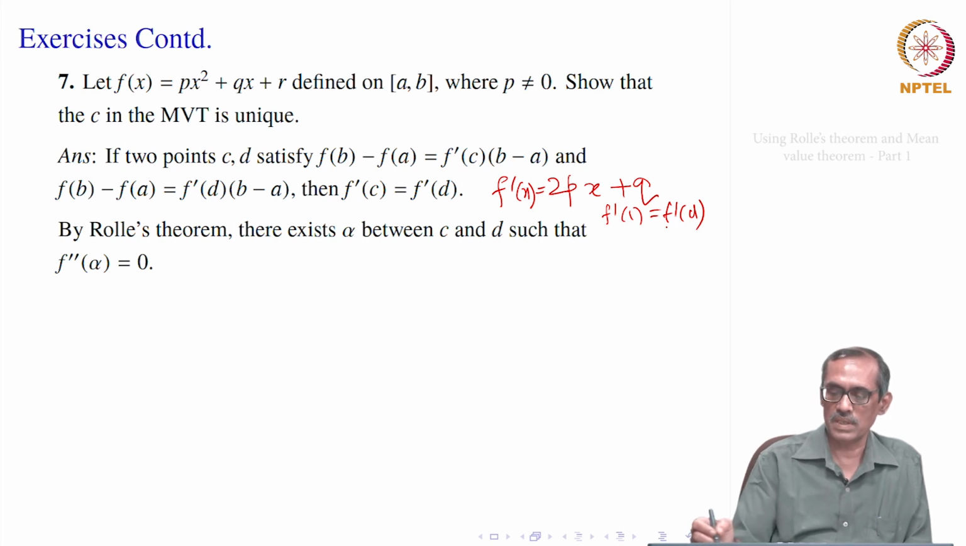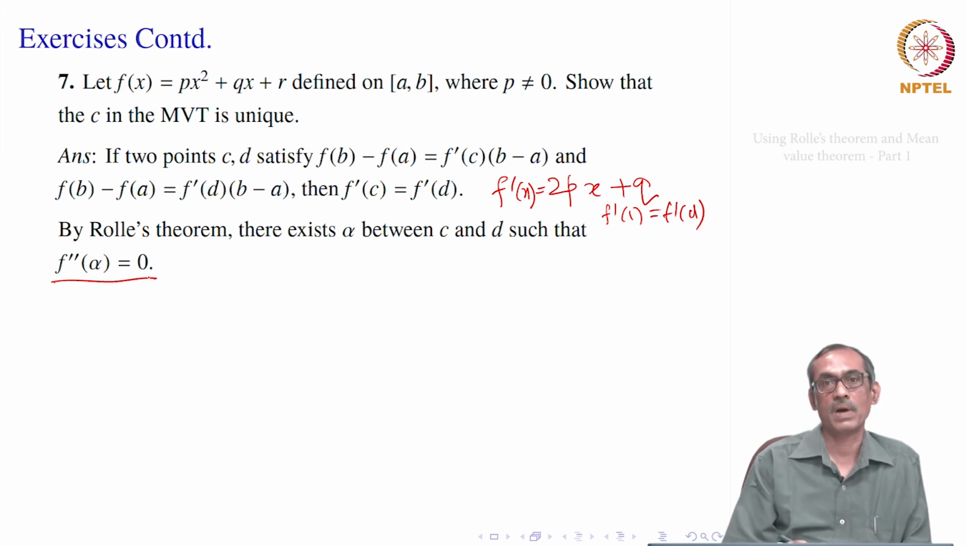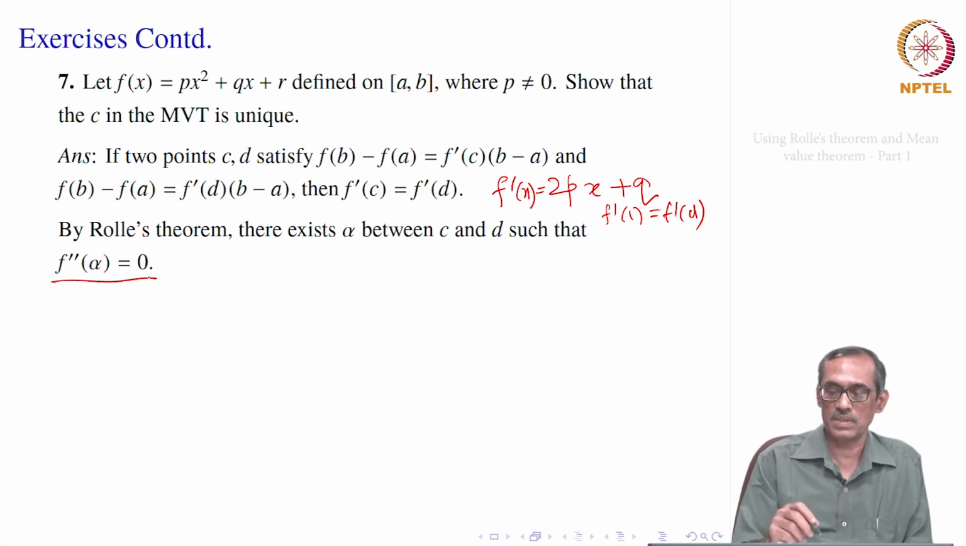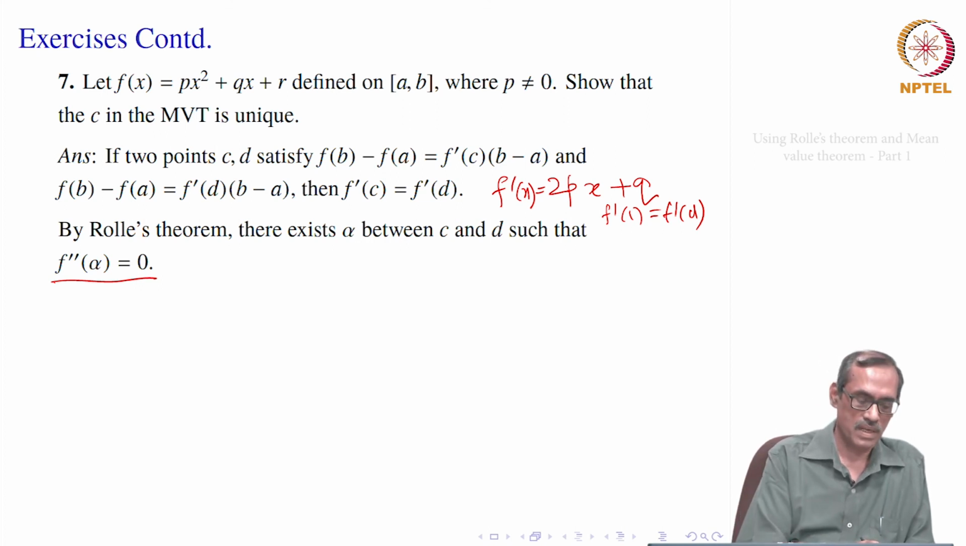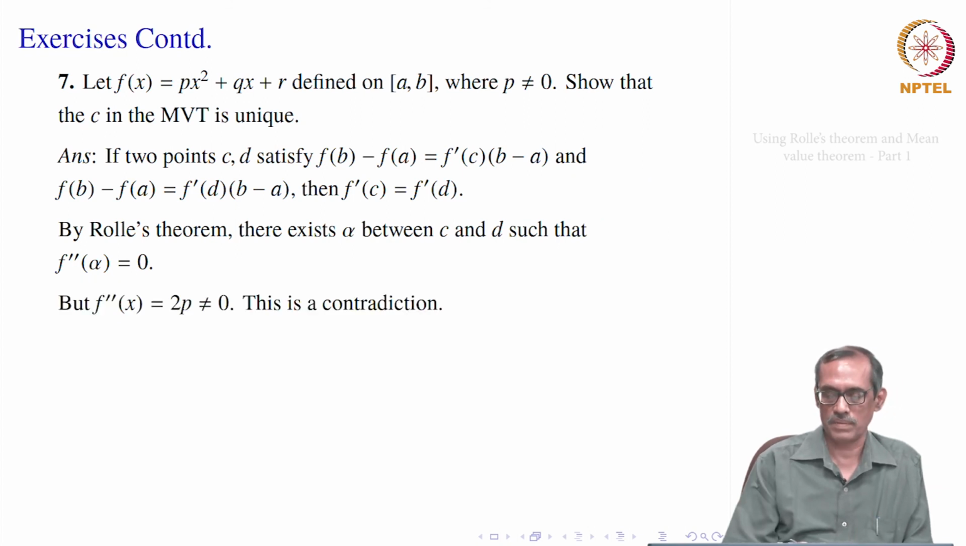You need of course, inside the open interval c d only, c and d can be in between a and b, not necessarily the whole of a b. So, it is differentiable. Then you can apply Rolle's theorem to conclude that f double prime alpha must be equal to 0 for some alpha between c and d. So, if alpha is in between c and d, it is also between a and b. So, there is one alpha between a and b such that f double prime alpha equal to 0.